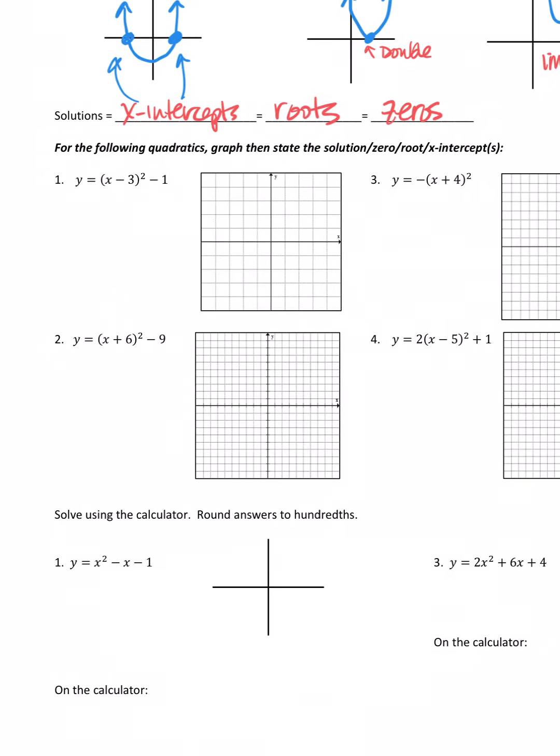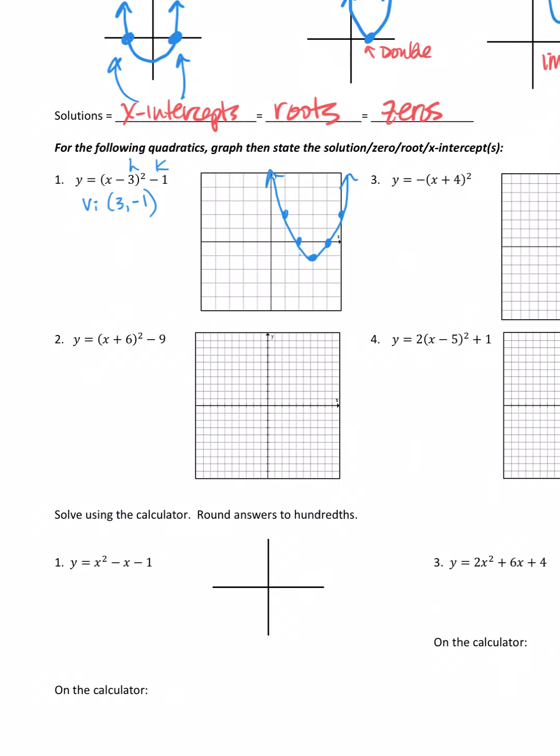So let's look at number 1. All right, so number 1, we're going to graph this and state the solution, zero, root, x-intercept, however you want to call it. So let's look at this. Our vertex, remember, h and k, vertex is going to be a positive 3 and a negative 1. So positive 3, negative 1, going to come right here. And then I'm going to look at the slope, if you will. Notice the a value is just a 1, so it's going to follow just like the parent function did. So I'm going to go up over 1, up 1 on both sides. Over 2, if I square it, I go up 4. 1, 2, 3, 4. And there's my quadratic. No big deal.